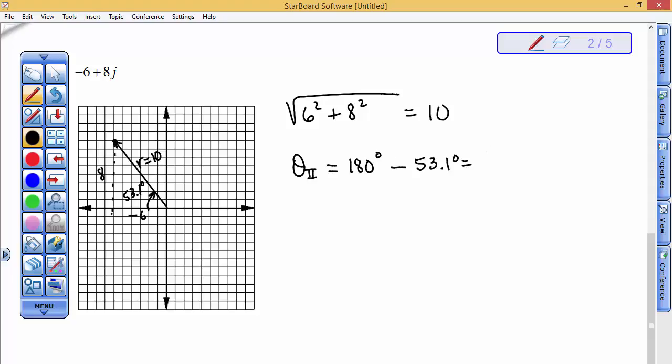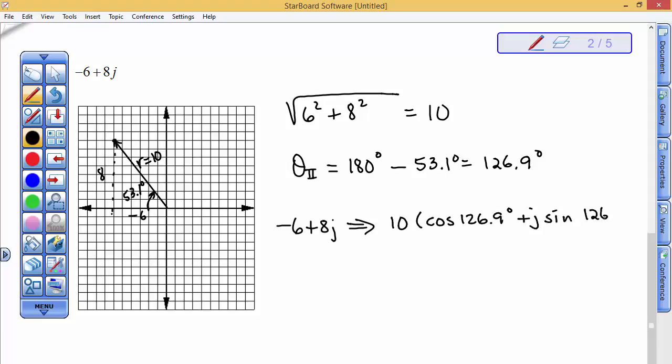And so that's equal to 126.9 degrees. So I would write this -6 plus 8j in polar form by stating its r value times the cosine of its angle plus j times the sine of its angle. And I want to now introduce the shorthand form for this. Sometimes we'll write it as 10 at an angle of 126.9 degrees.